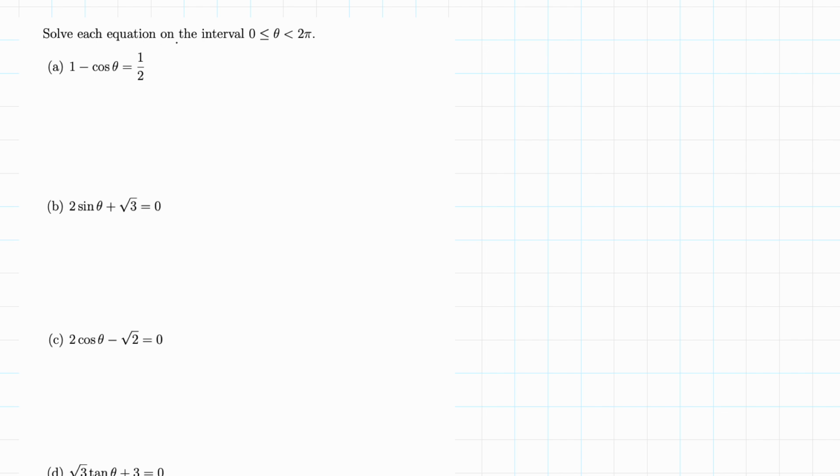Solve each equation on the interval 0 through 2 pi. So in part A we got 1 minus cosine theta equals 1/2. Solving means we are trying to determine the values of theta, where theta is an angle between 0 and 2 pi. 0 is included but not 2 pi, so that this equation is true.